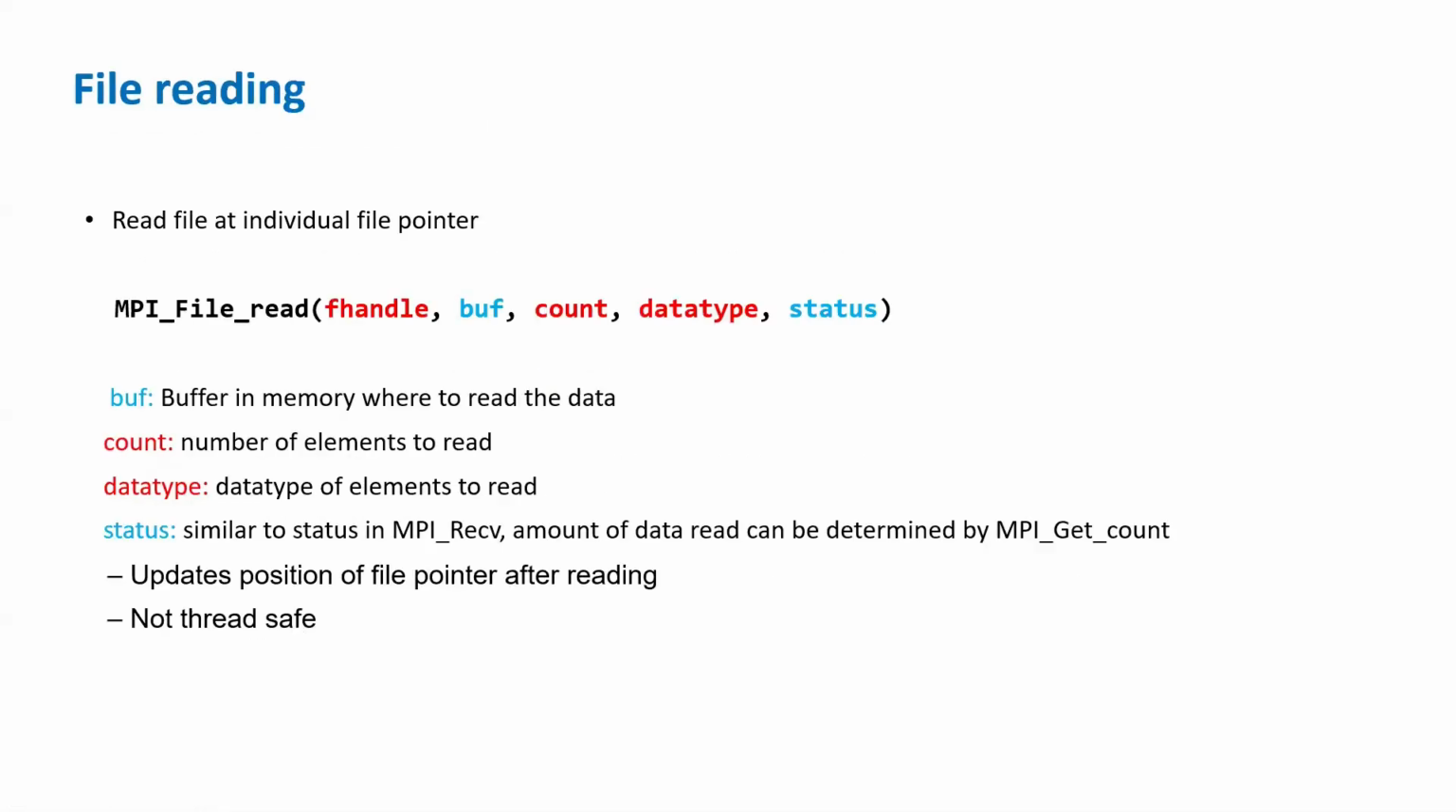And then is the file read. And the file read is at individual file pointer. And this is the file handle and the buffer above, where you can, in memory, where to read the data. And then the size of the data to read is the count of the elements to read. And then they have the data type and the status. It's similar to that status in MPI receive.